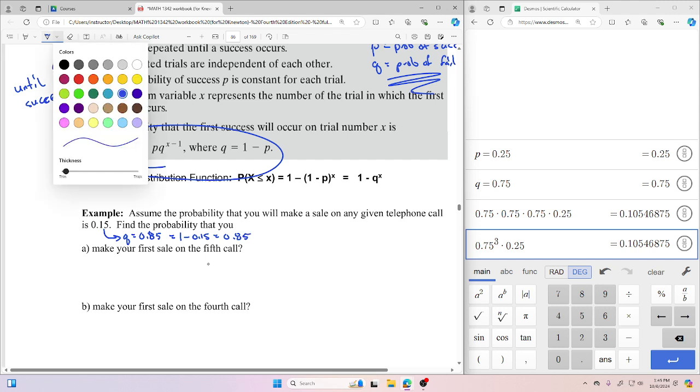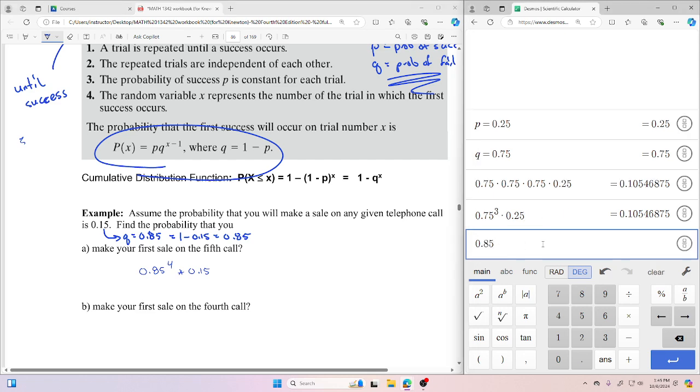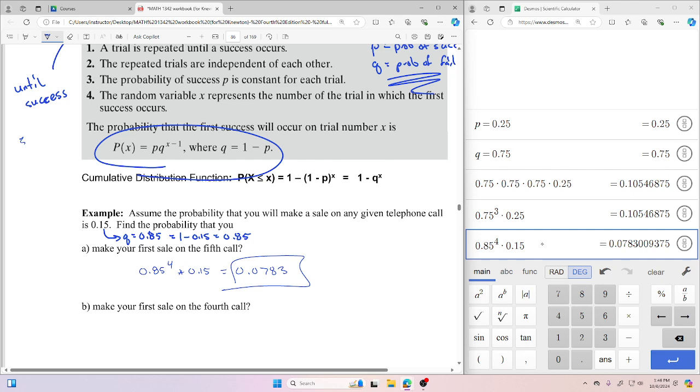Make the sale on the 5th call. How many failures did I have? 4 failures. So I put a little 4 power up there. And then I had 1 success, which was the 15%. I'm saying I got 4 failures and then 1 success, and there we go. So that's my answer: about 7 or 8% probability. Pretty straightforward. Is this okay?